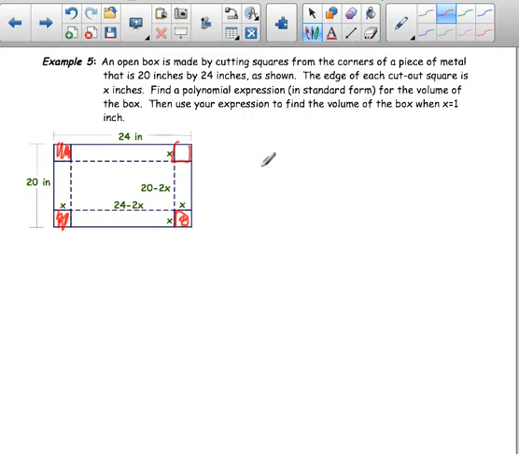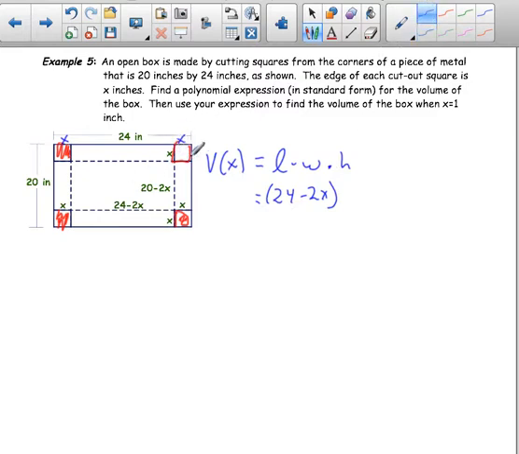We need to find a polynomial expression for the volume of the box. So we'll call it V of x because its volume is a function of the length of the side that we cut out. Volume is equal to length times width times height. In this case, the length is going to be 24 minus 2x because we cut off x from each end. So we'll have 24 minus 2x times the width.